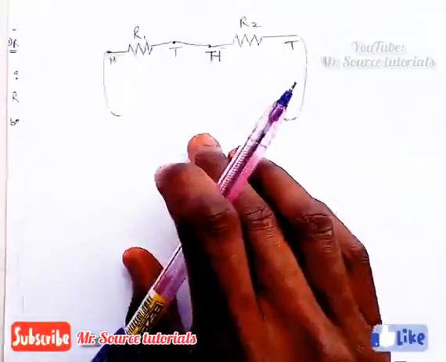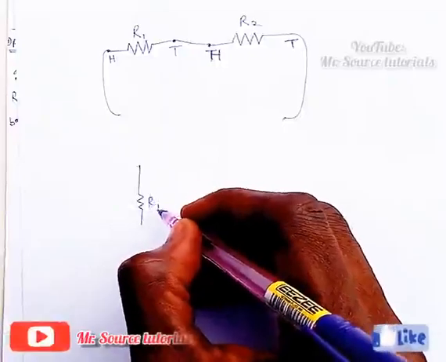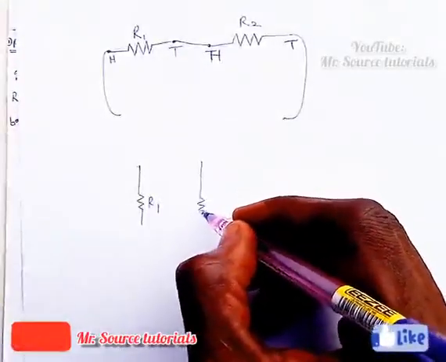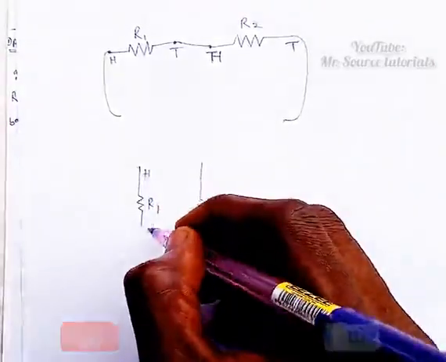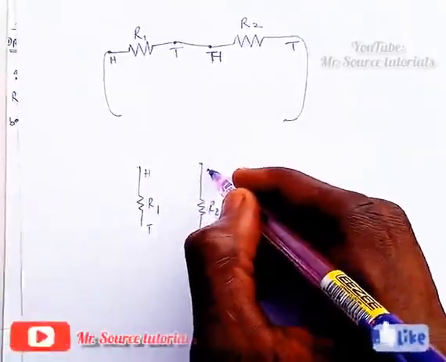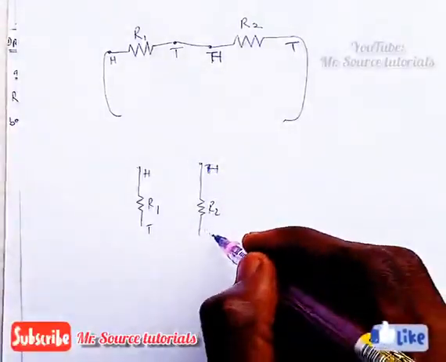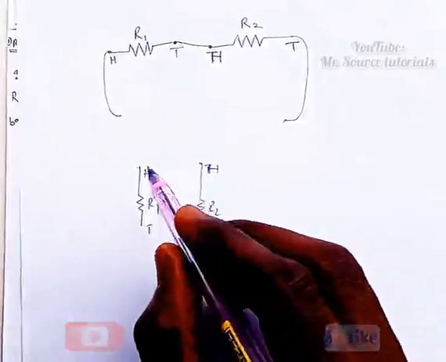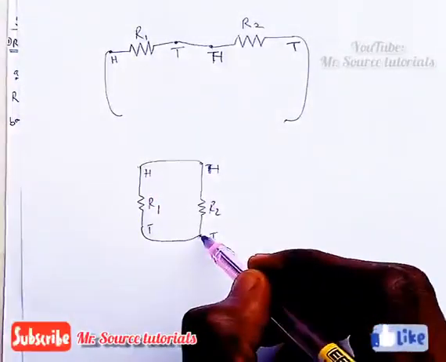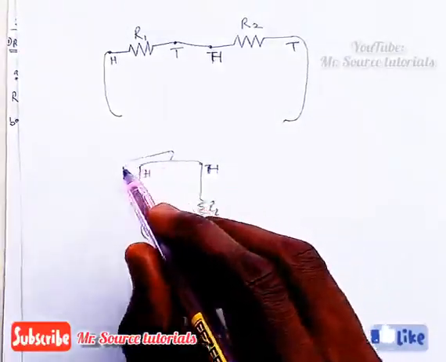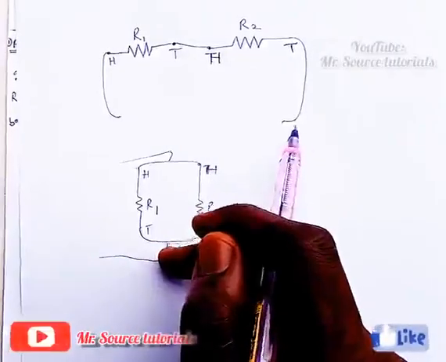But when you have two resistors, R1 and R2, each with a head and a tail, and they are connected head to head and tail to tail, bringing out two possible terminals, that is known as a parallel connection.